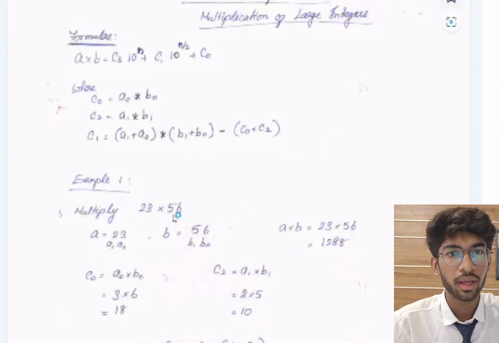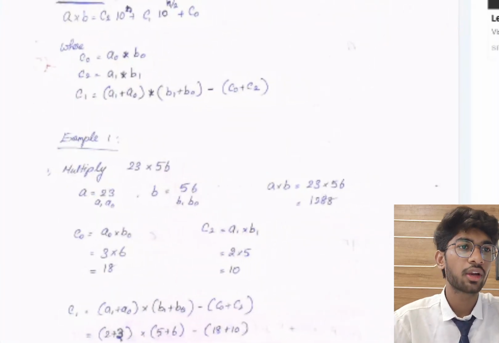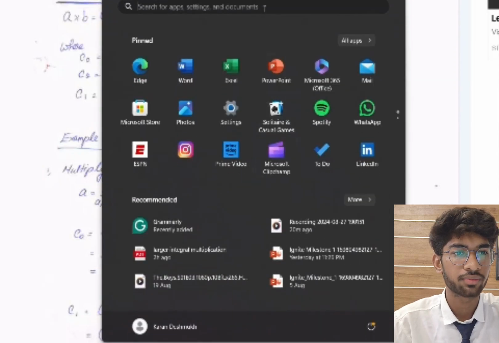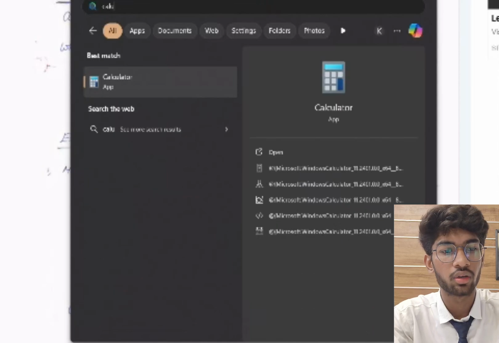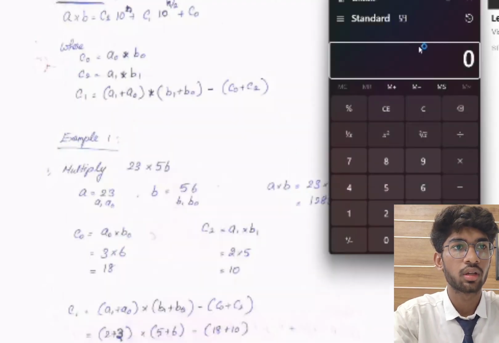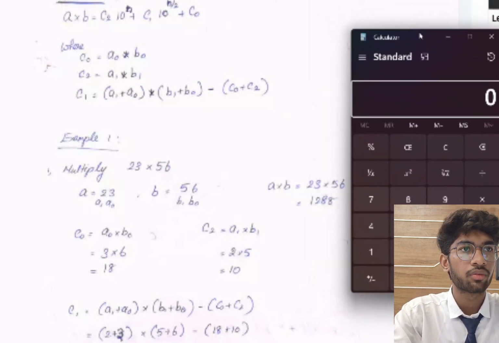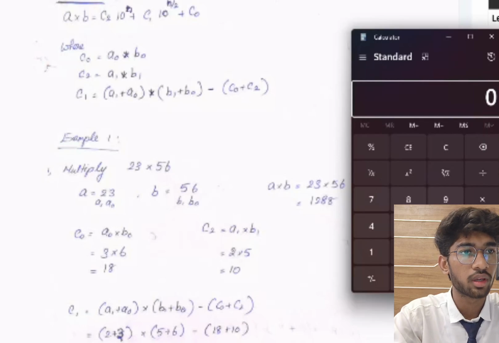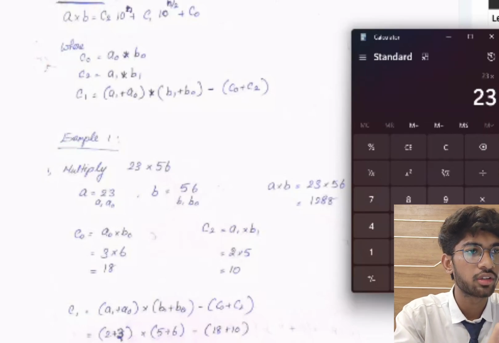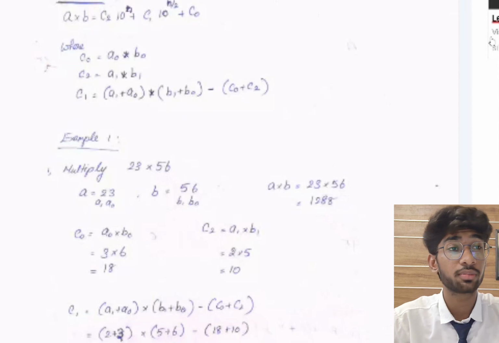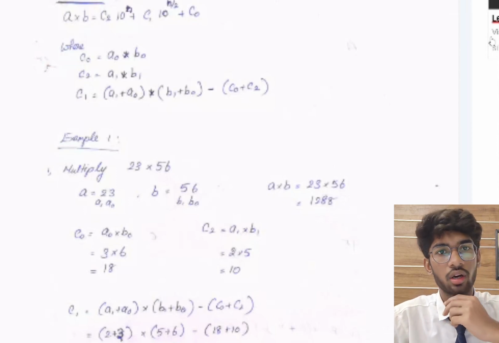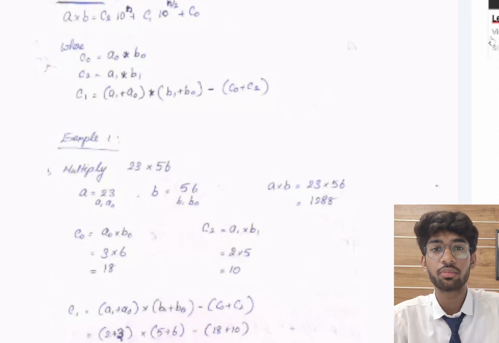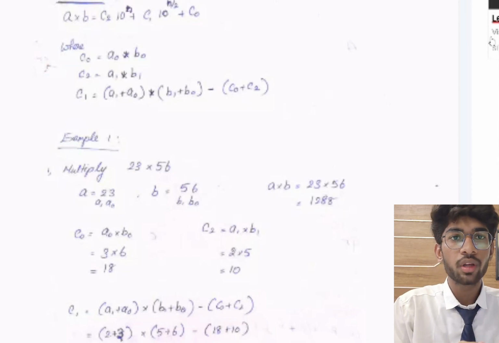We have the example: multiply 23 into 56. Let's calculate this manually first, using the calculator. We multiply 23 with 56, and the answer is 1288. We calculated this manually and got 1288. Now, with large integer multiplication, how will we calculate this? As I told you, first we have to split.